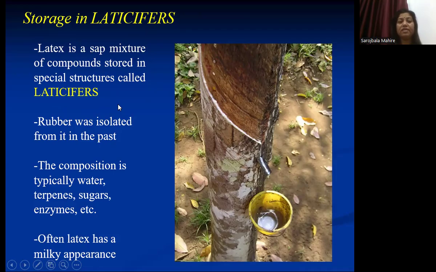The latex is a complex mixture. Mixture means it is a filled liquid, as you can see. Filled fluid. Compounds are stored in this liquid structure called the laticifer. Rubber was isolated from it in the past. The composition is typically water, protein, sugar, and other ingredients. But often latex has a milky appearance.